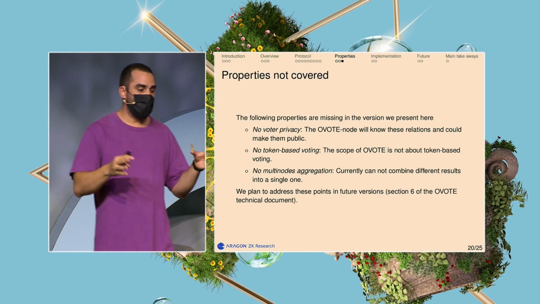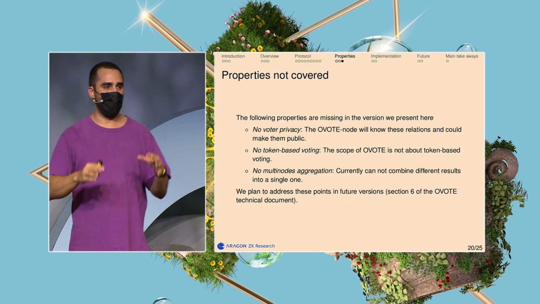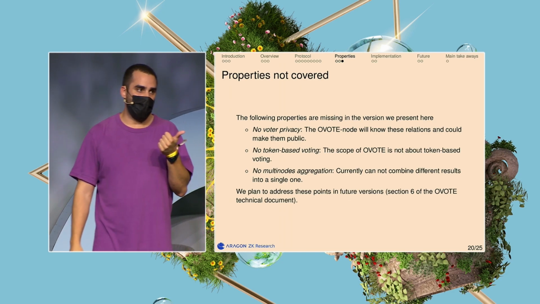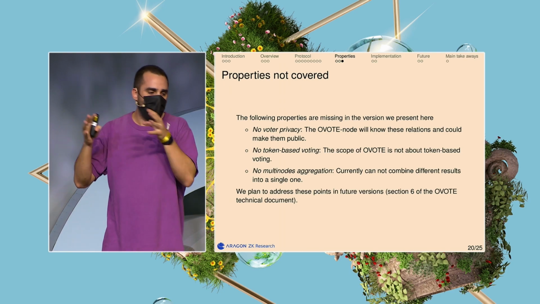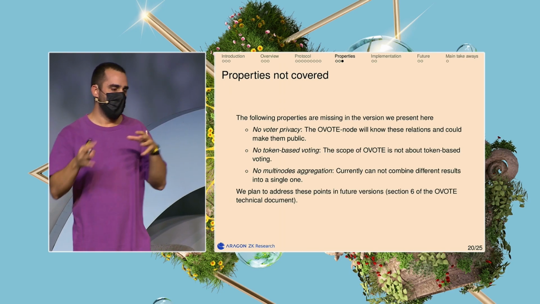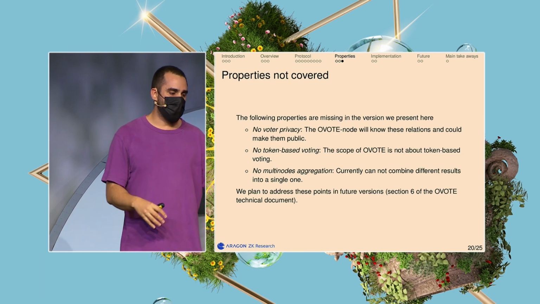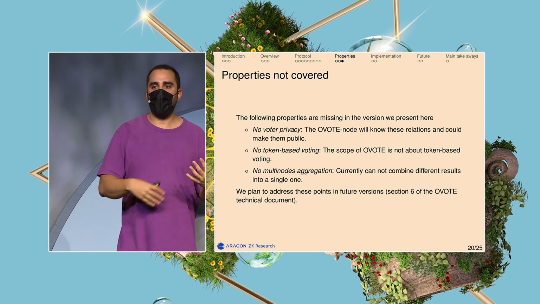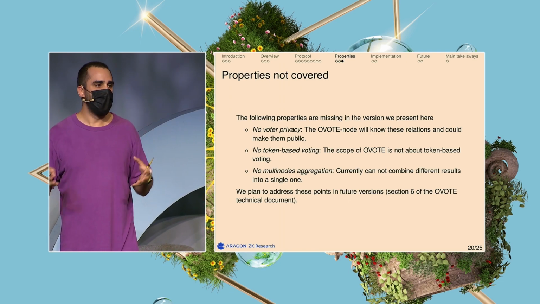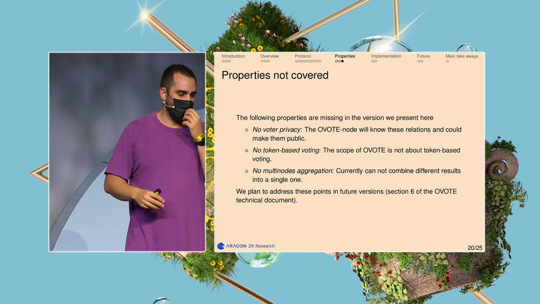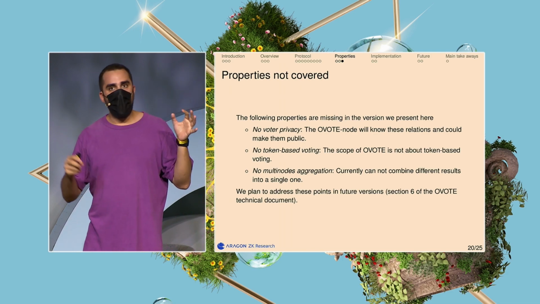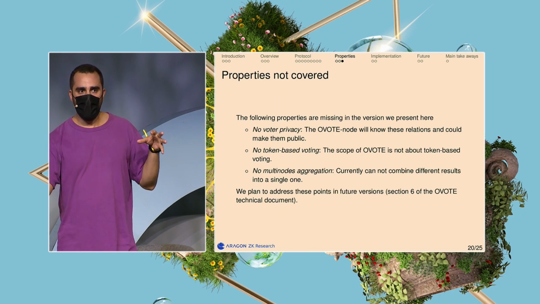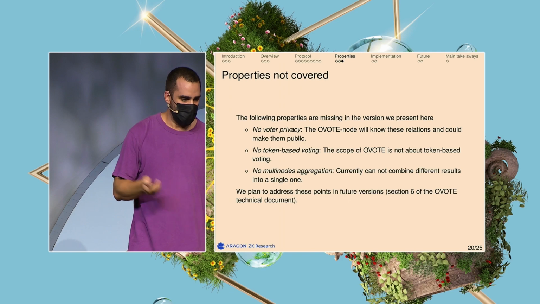Then, OK, properties that we are not covering here, but we aim to cover in the next months and years in future design iterations. There is no voter privacy. This is very important, but for this first iteration we focused on high scalability. The next thing is privacy. Also, no token-based voting. It is not in scope, but we understand that most DAOs are based on this model, so it's something we look into for the future. Also, currently we cannot aggregate different results from different OVOTE nodes. This is something that we would also like to go for.